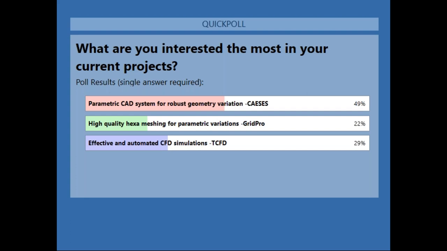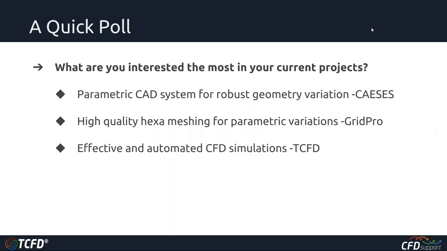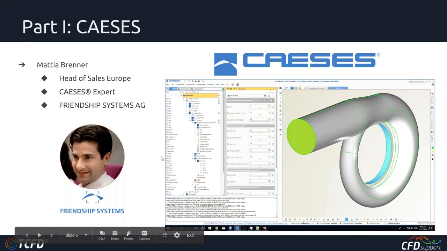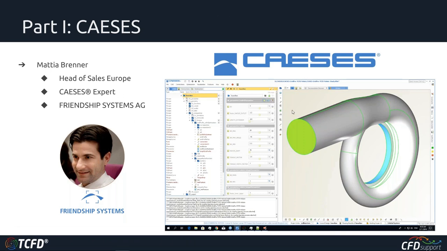It tells me I'm still hiding the results. Okay, so let's move on. So now it's time for CAESES. So I will ask Matija. Matija, are you ready for your part of the presentation? Yes, I'm ready, Luboš. That's perfect. So I'm handing the presentation over to you.